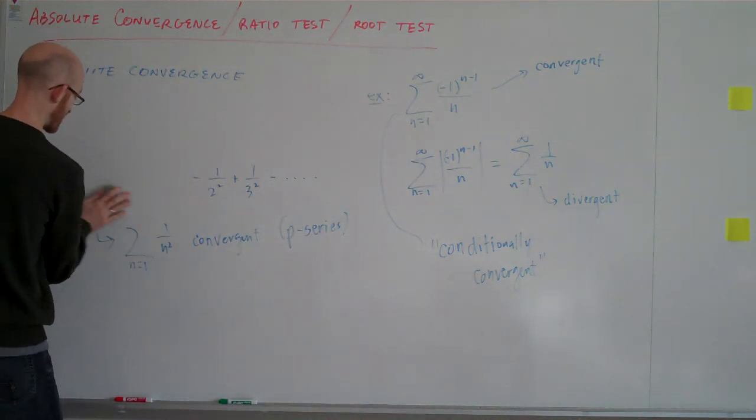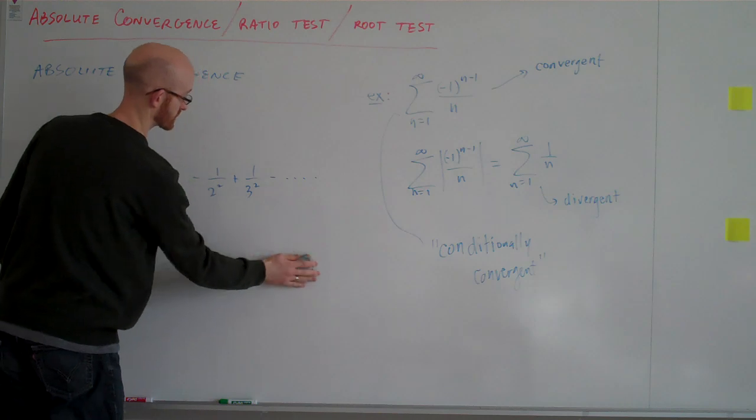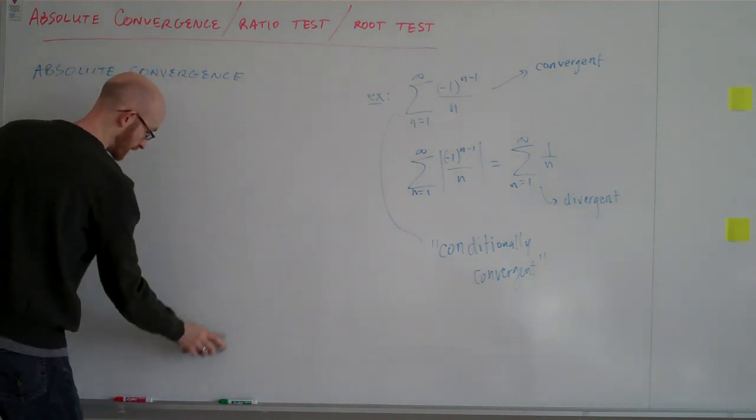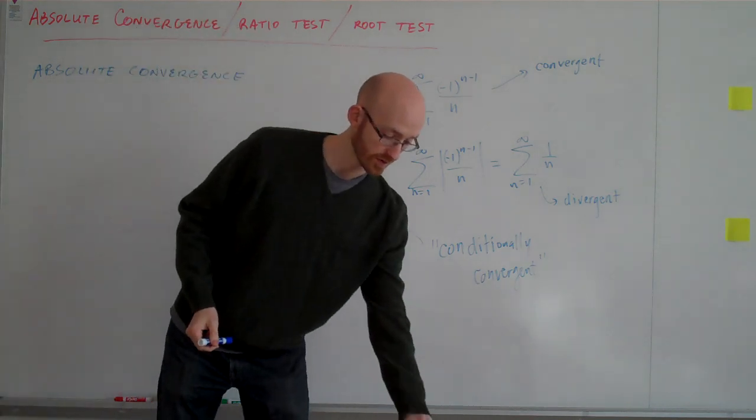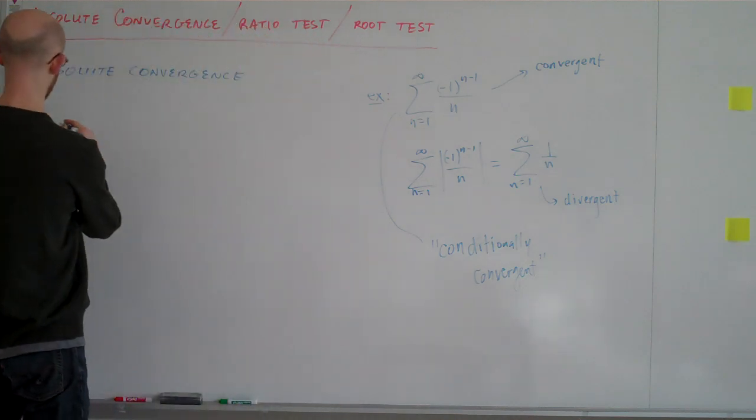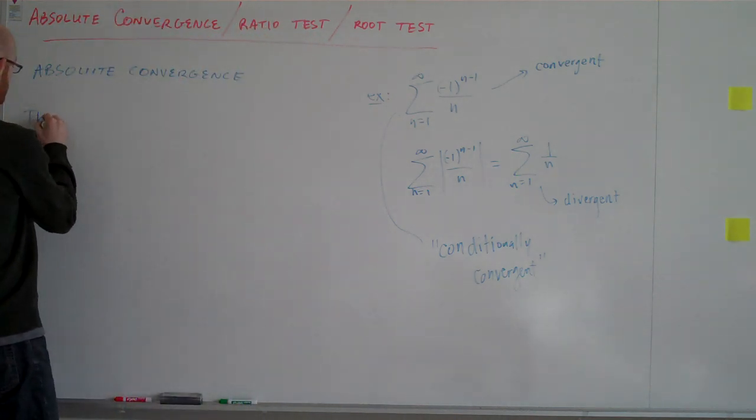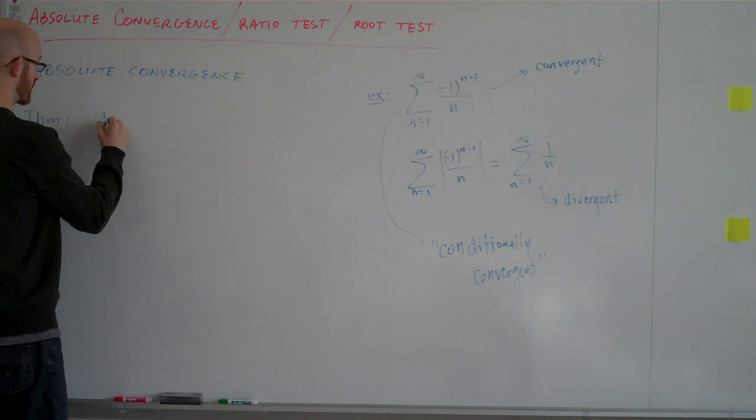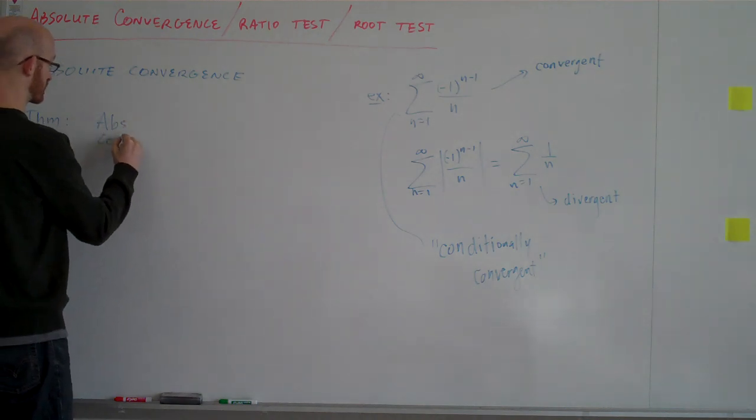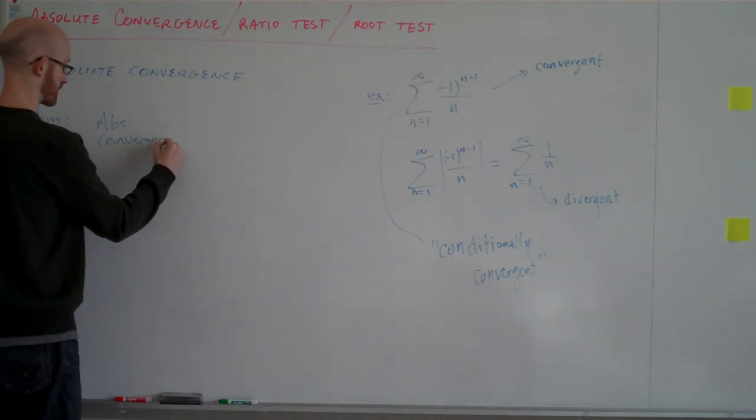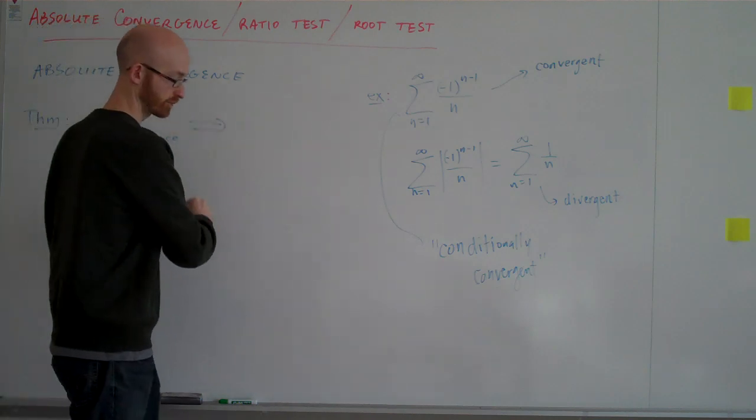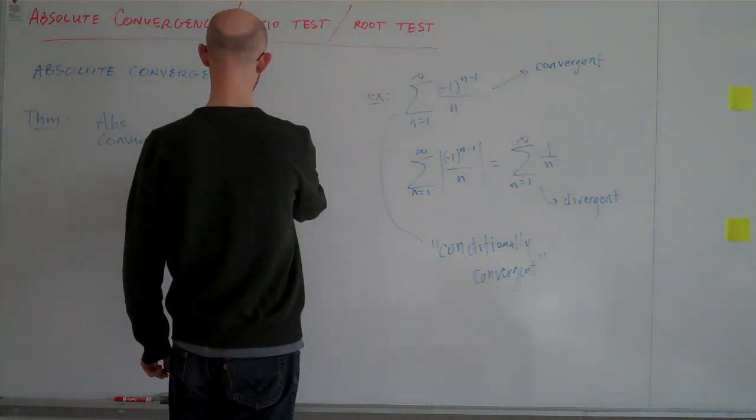And one point about absolute convergence, which I haven't fully shown here, but it's pretty simple to imagine: a theorem says absolute convergence implies convergence.